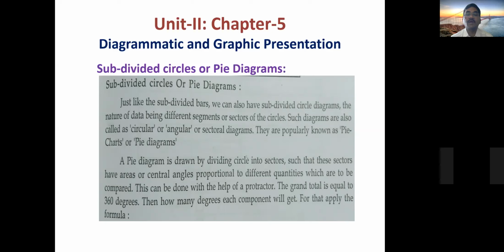So that is why it is called sectorial diagrams, or angular, or circular. That is about the meaning. They are popularly known as pie charts. It's nothing but a circle. In that circle, different sections can be shown. How can you show different sections? On the basis of given data.